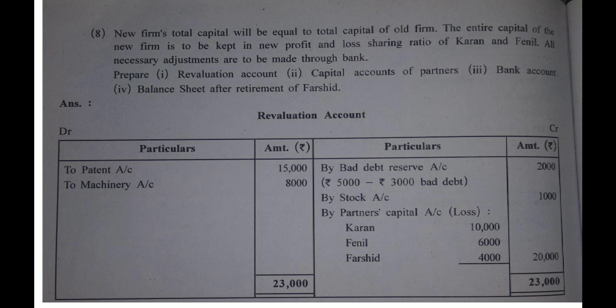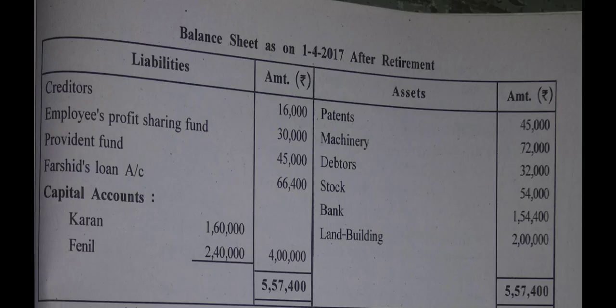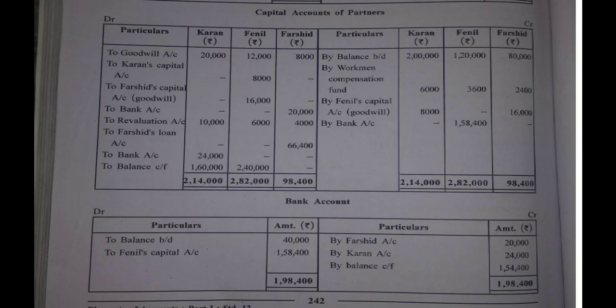They have instructed clearly to prepare the revaluation account, capital accounts of partners, bank account and a balance sheet. So this is the revaluation account. You can see it well on your screen. This is the partners' capital accounts, then you have a bank account, and this is the new balance sheet. Further, we have the working notes. Fine then, let us begin with the sum.